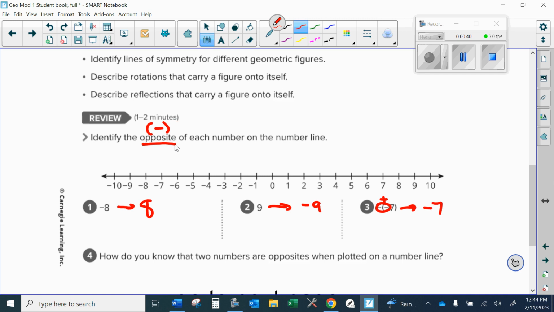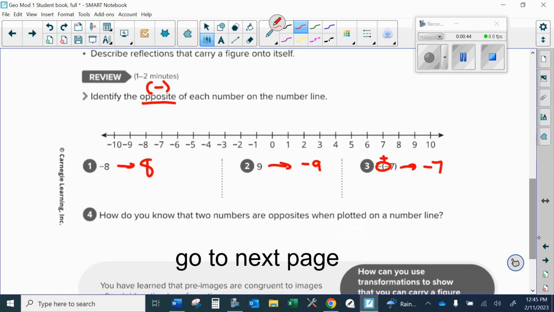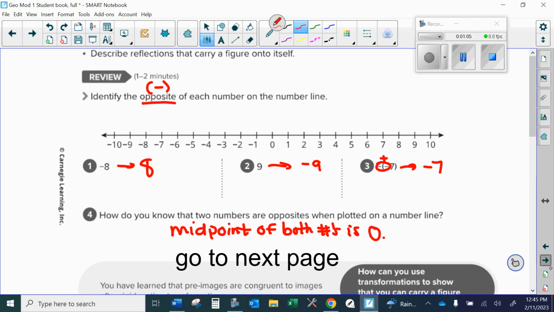How do you know that two numbers are opposite when plotted on the number line? The midpoint of both numbers is 0. Okay, or if I add them together, I would get 0. Okay, go to the next page.